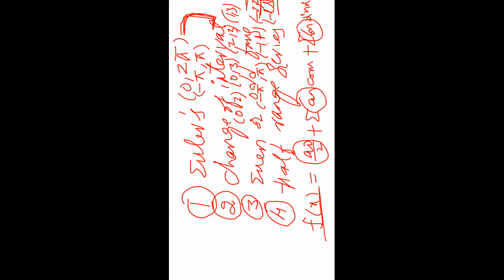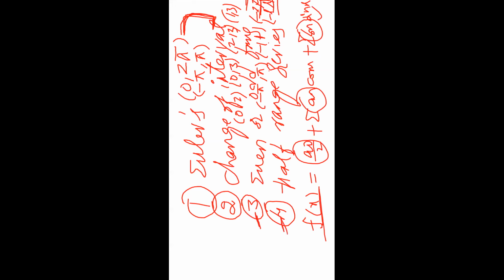So completely, in the first two methods we find out the values of a naught, an and bn. This is called the full range Fourier series. And the next two methods, meaning even or odd function, are the half range sine series and cosine series.